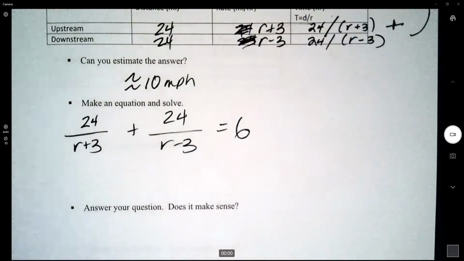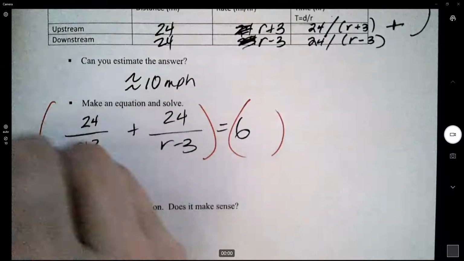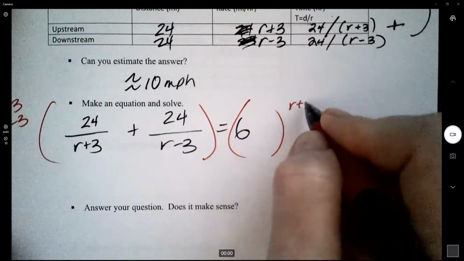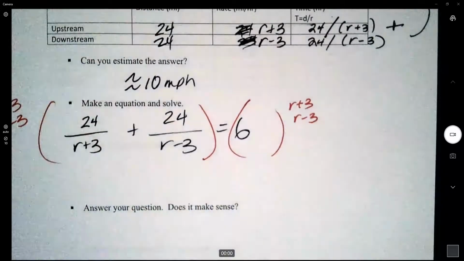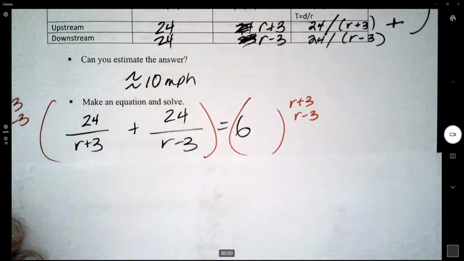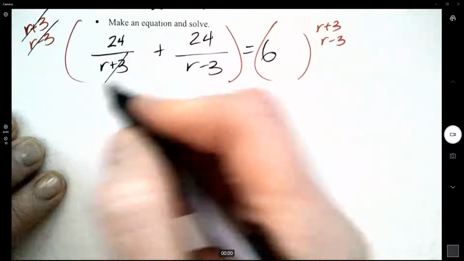Now, solving this is a little bit tricky, right? The first thing I'm going to do is get rid of all of those denominators. What I like to do is multiply both sides by the denominators to get rid of them. So I'm going to multiply this side by r plus 3 and r minus 3, and also do the same thing on this side. When I multiply both sides by r plus 3, r minus 3, you're going to see that these will all cancel.